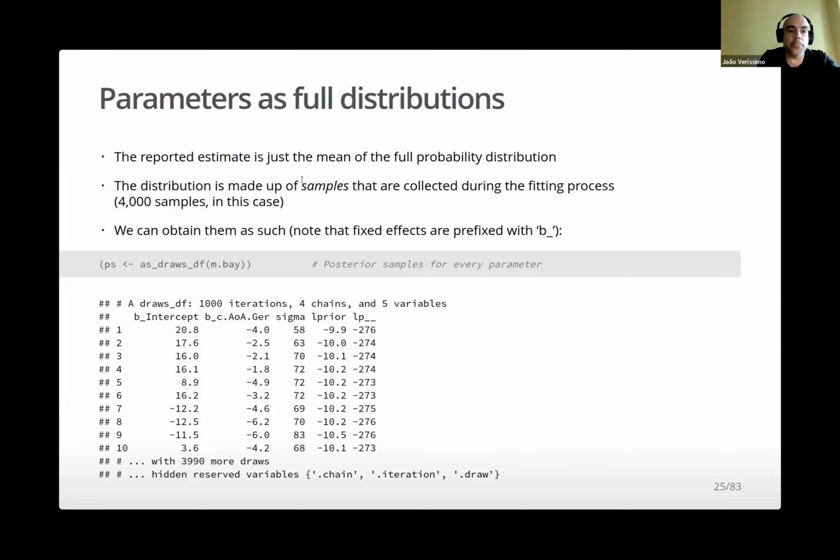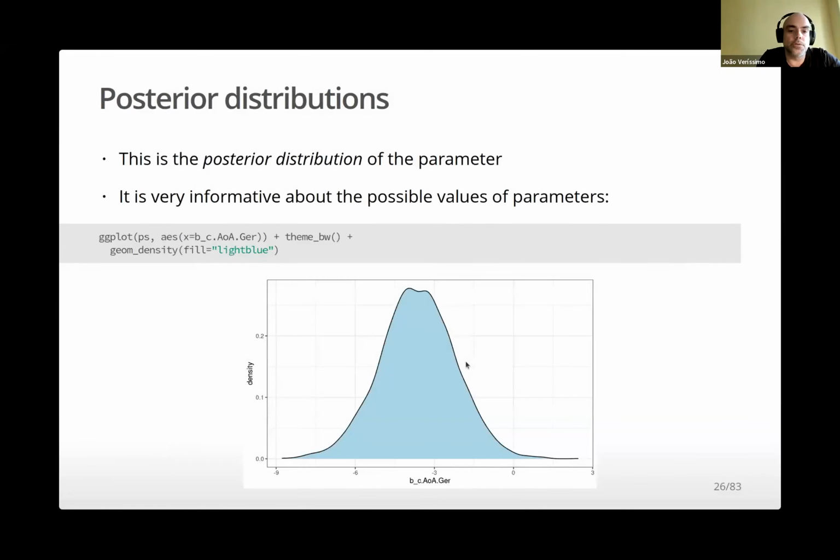This distribution is made up of samples. Bayesian fitting requires sampling. In this case, by default, the model arrives at 4,000 samples for each parameter. And we can obtain them, for example, using this as_draws_df function. We just apply this function to the model and we get essentially all the samples. So we get the full probability distribution for each parameter. Here I have the intercept. The fixed effects are prefixed with the b. So I have b_Intercept, and here I have my slope, age of acquisition of German. For each of these samples, I have a value. So we don't really have one value for this parameter. We have essentially 4,000 values. And it looks like this.